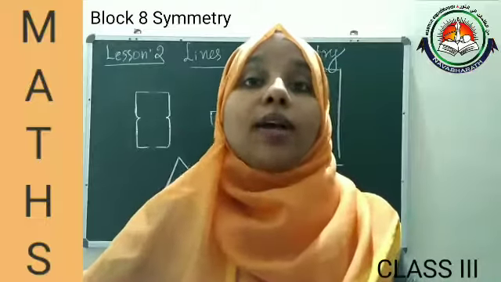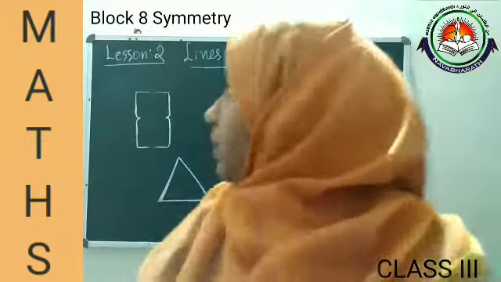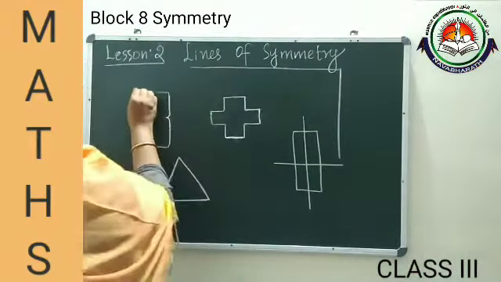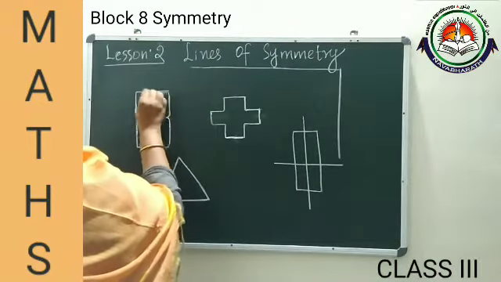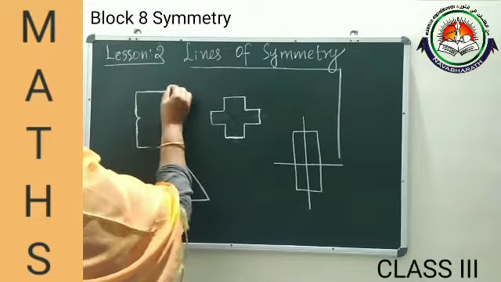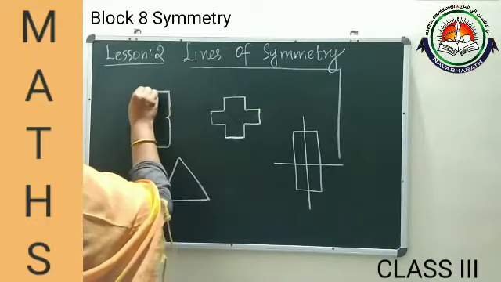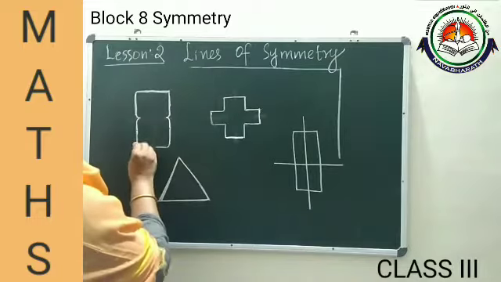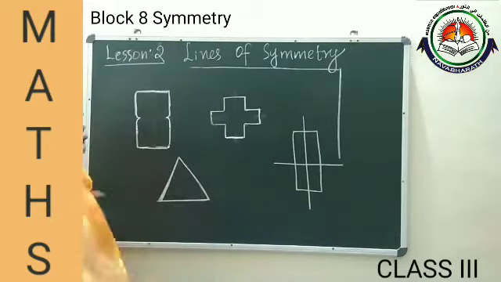That line is called a line of symmetry. Let us check some shapes given here. See, one shape is given. Let us find out how many lines of symmetry there are for these shapes.